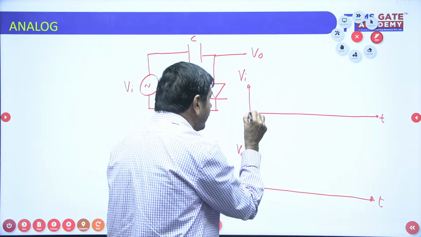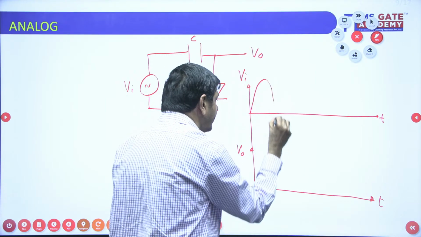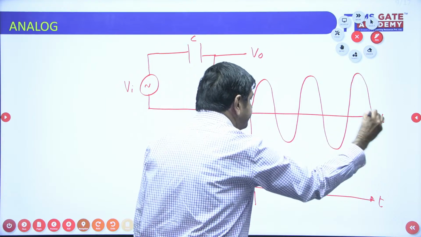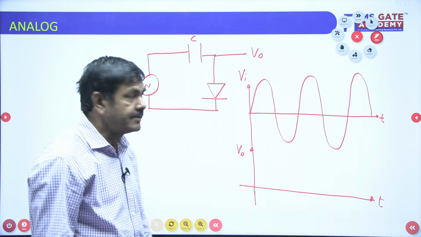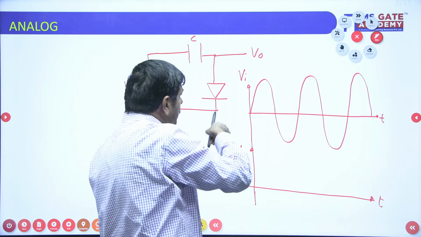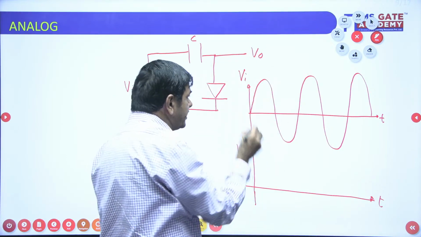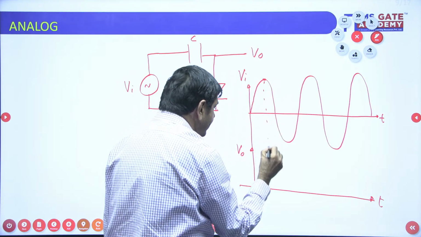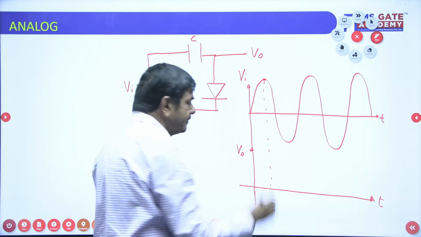The given waveform is this. Just now I said, the diode direction is down. Down means it must be shifted down only. 0 to Vm, you know very well. Output will be 0 only.